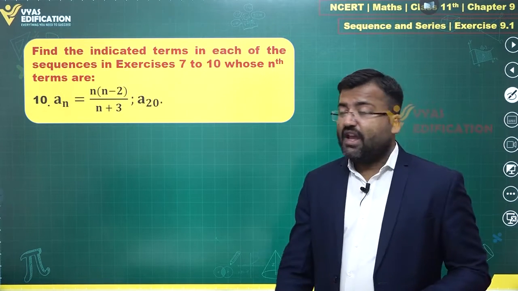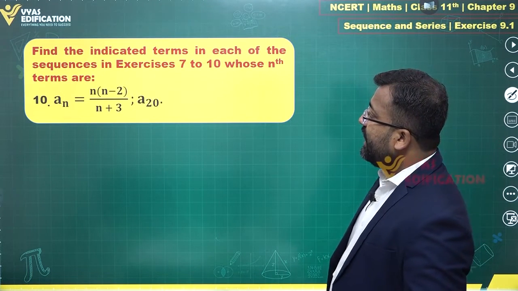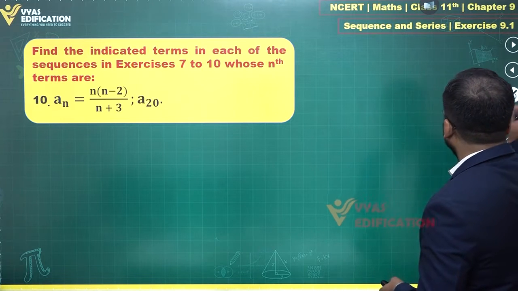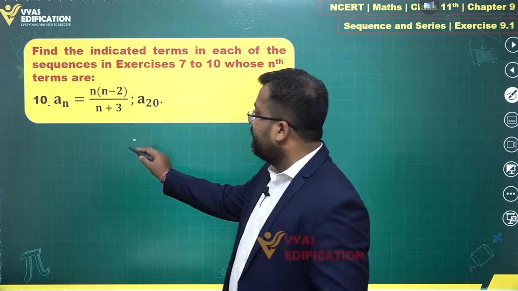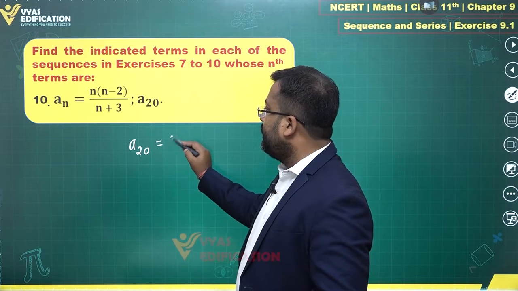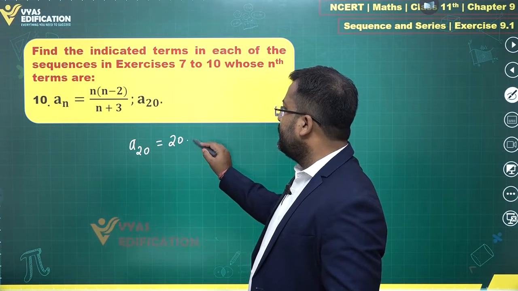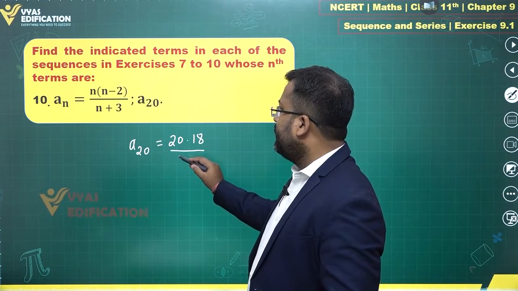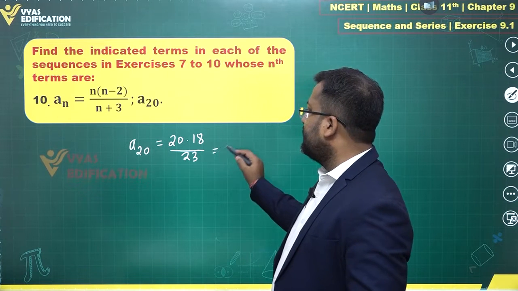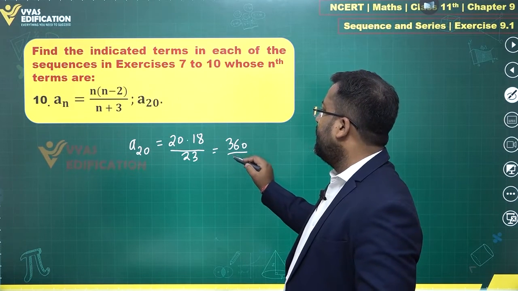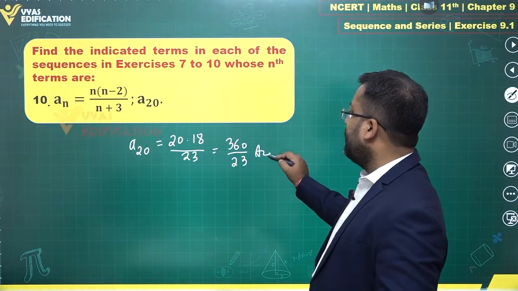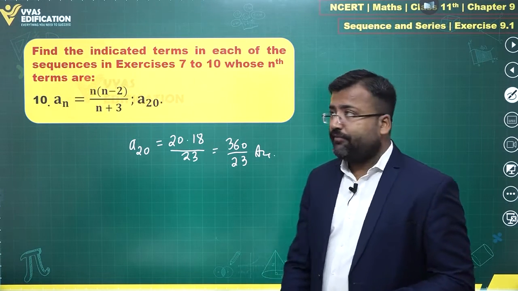In the 10th question, we have an equals n times n minus 2 upon n plus 3, and what do we need? We need A20. So A20 will be 20 times 20 minus 2, which is 18, upon 20 plus 3, which is 23. What is that? This is 360 upon 23. That's my required answer for this 10th question.